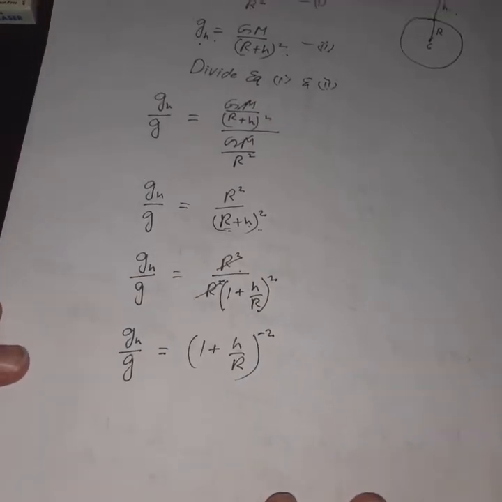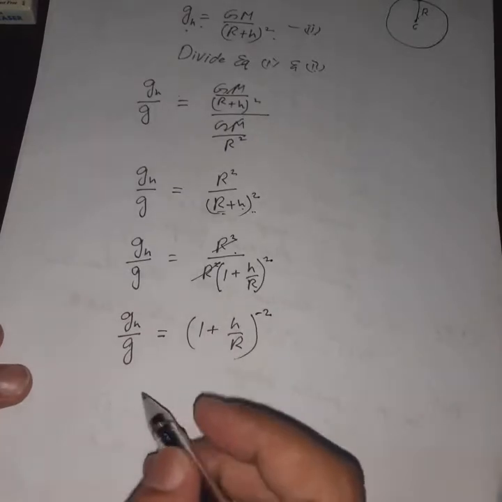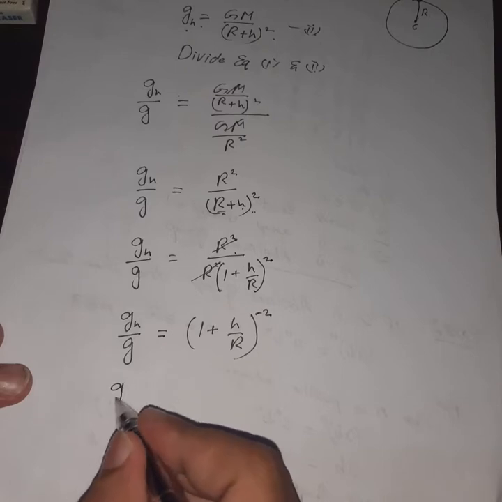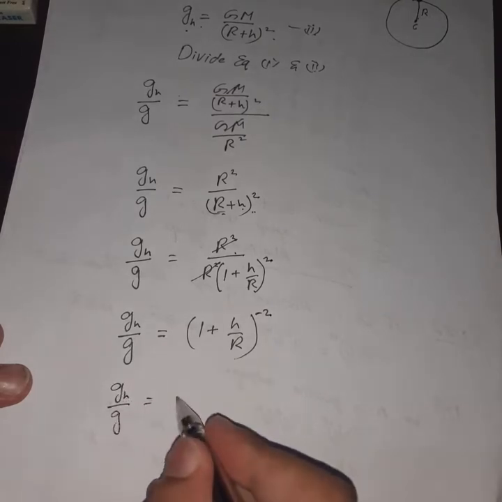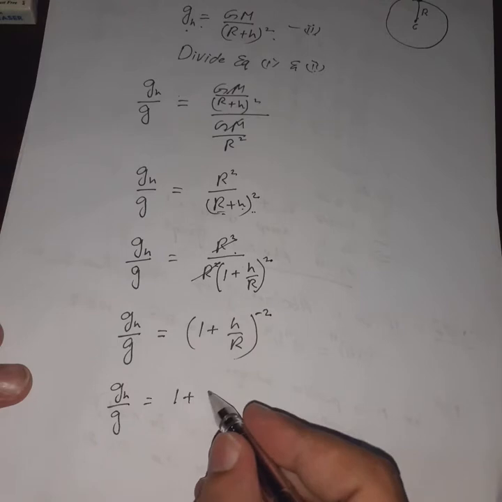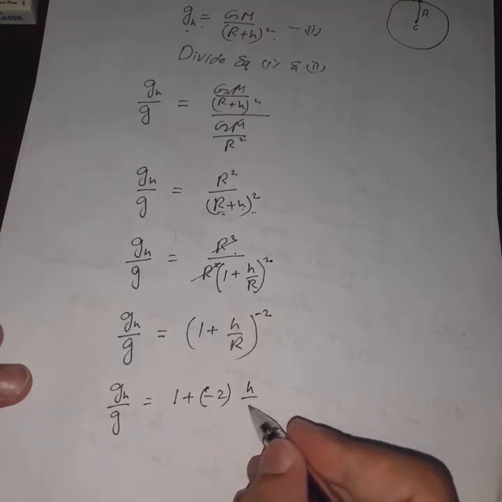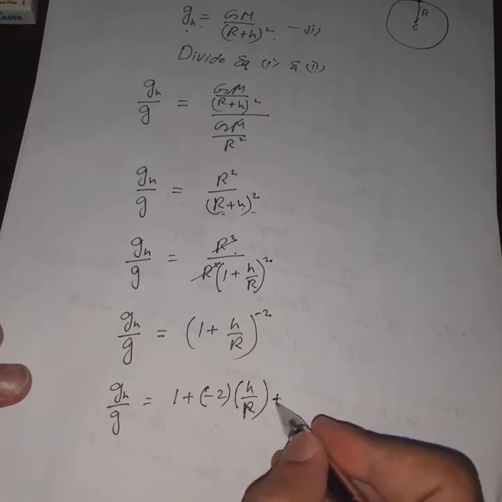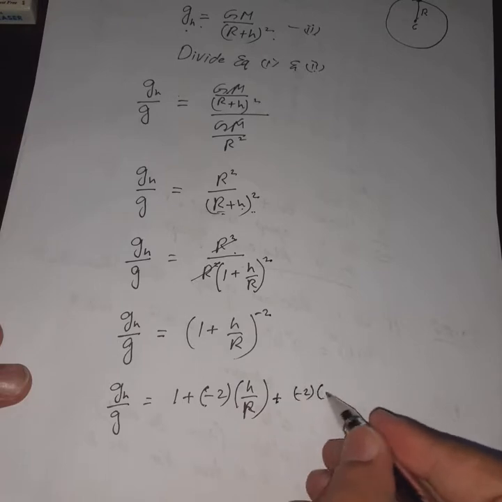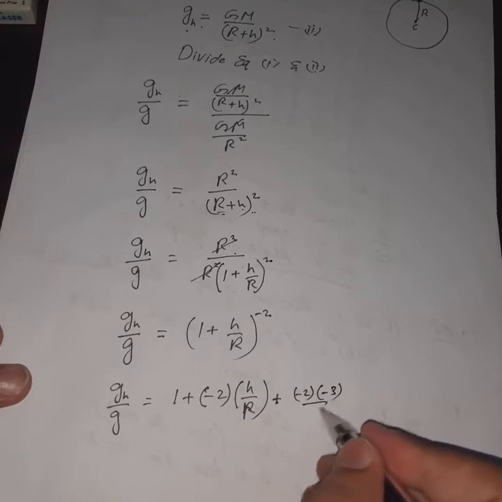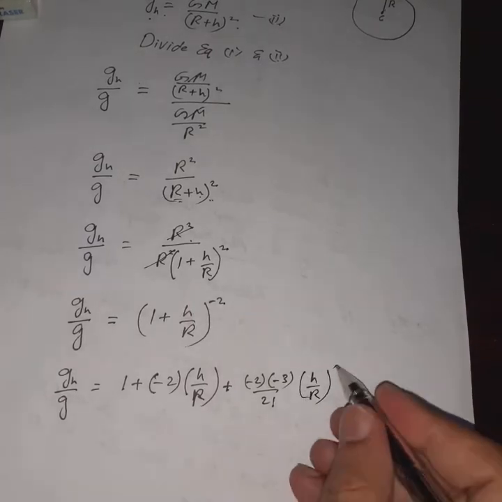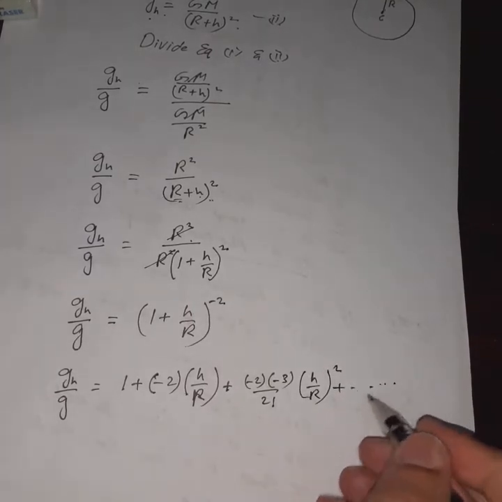So if I apply the binomial theorem to this, I get g_h over g equals 1 plus (minus 2) times h over R, plus (minus 2)(minus 2 minus 1), that is minus 3, over 2 factorial, times (h over R) whole square, plus so on.